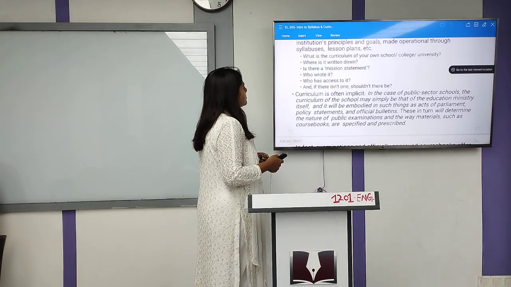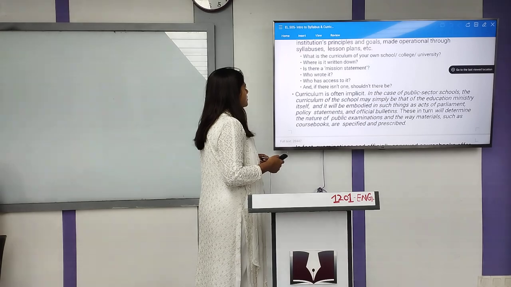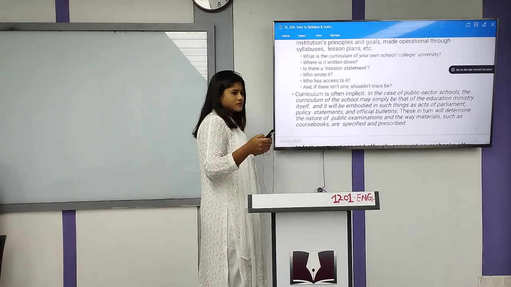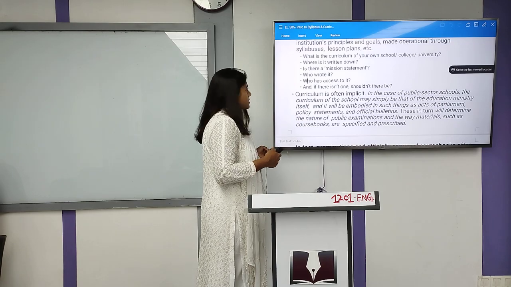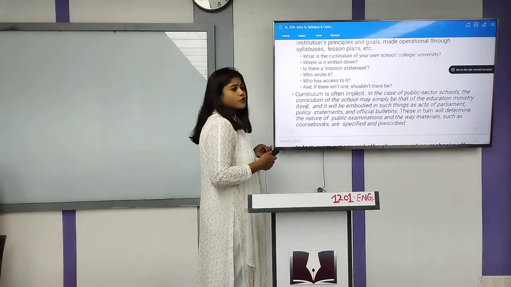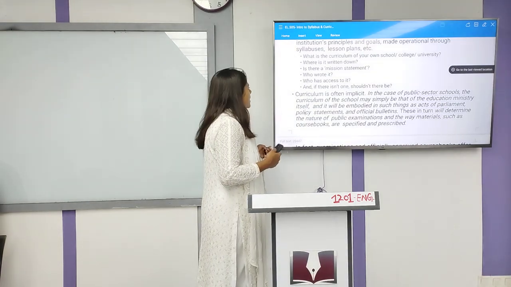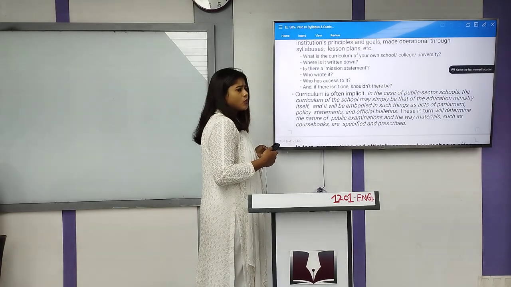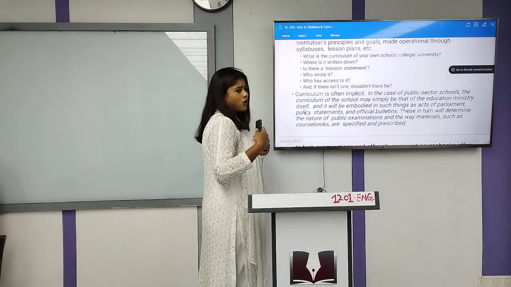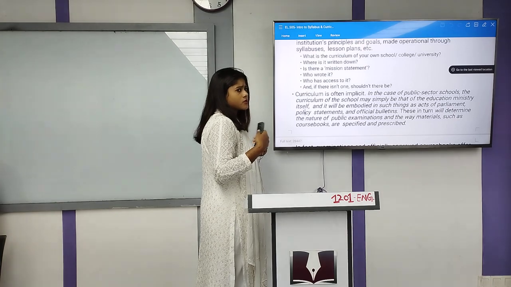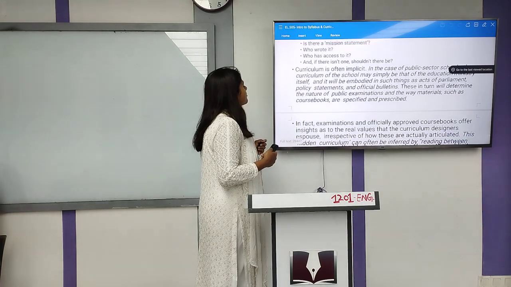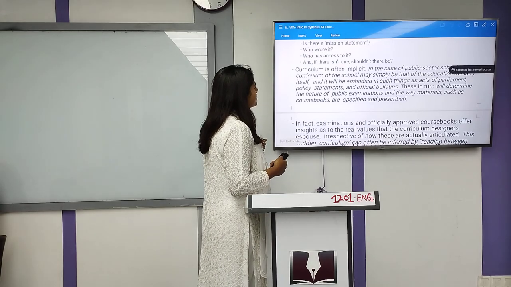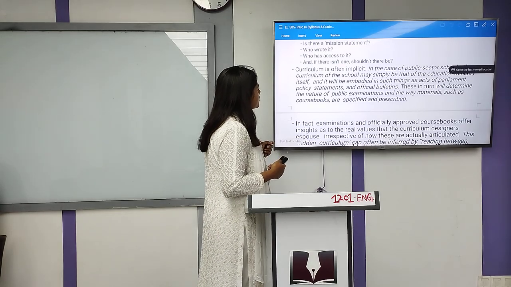And is there a mission statement? Mission and vision statement, and what would be the main focus and outcome, and who wrote it and who has access to it, who are the primary readers of that curriculum or syllabus, to whom it aims. Then if there isn't one, shouldn't there be? If there is not, shouldn't there be?